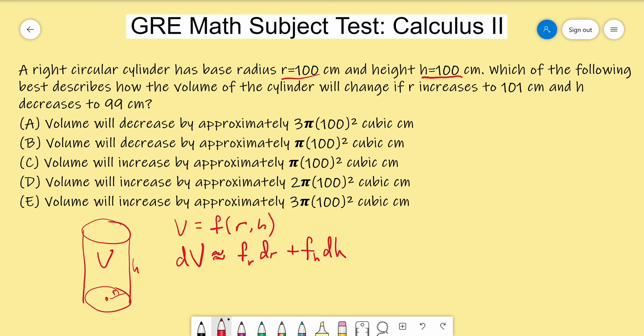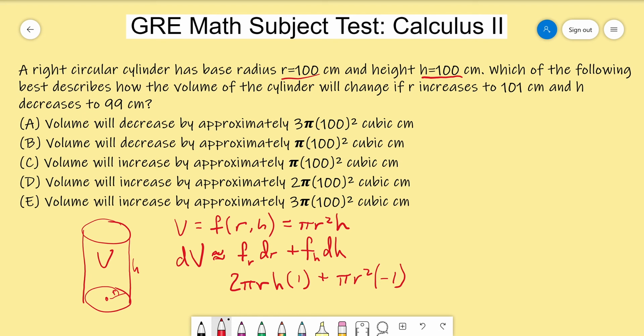In our case, our volume is pi r squared times the height, h. So our partial derivative with respect to r is 2 pi r h, and dr in our case is just 1 centimeter, because we're increasing the radius from 100 to 101. The partial derivative with respect to h is pi r squared, and dh is negative 1, because we're decreasing the height from 100 to 99.